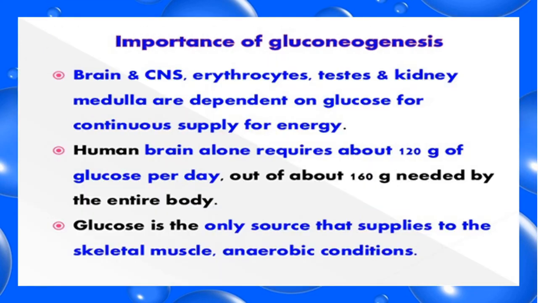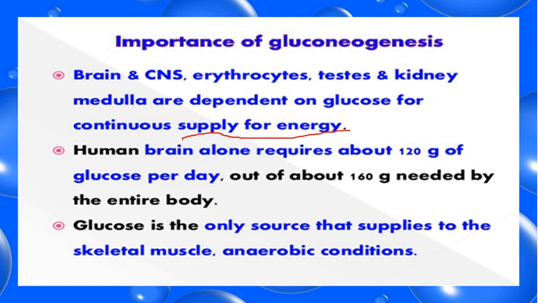Now we see the significance of gluconeogenesis. Why is glucose formation important? Brain and CNS, erythrocytes, testis and kidney medulla are dependent on glucose for a continuous supply of energy. This is the first importance of gluconeogenesis. The human brain alone requires about 120 grams of glucose per day out of 160 grams needed by the entire body.